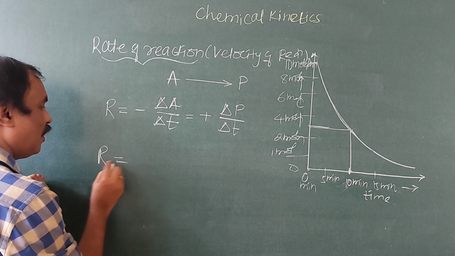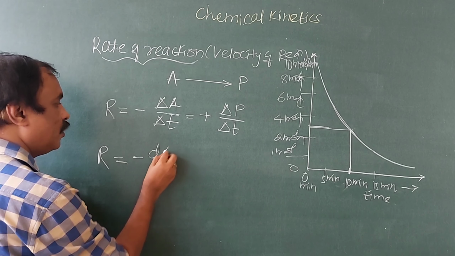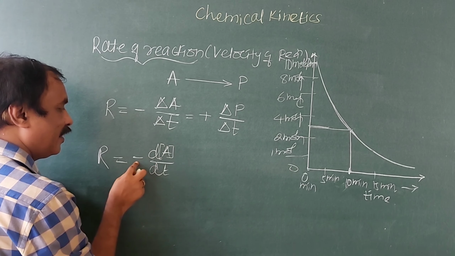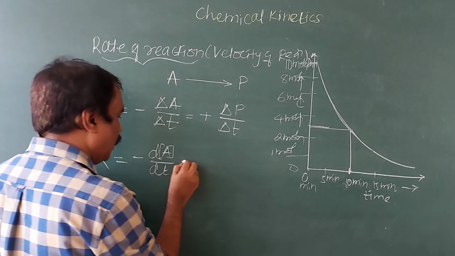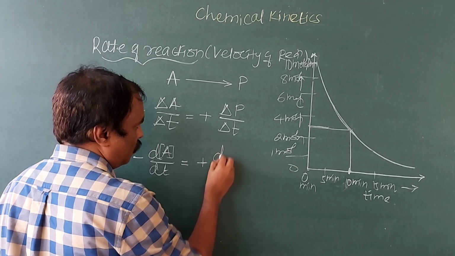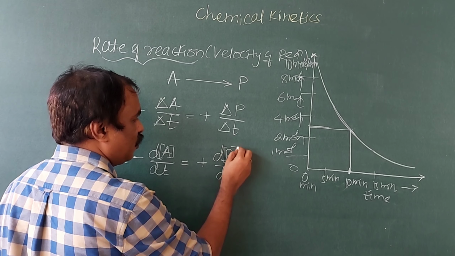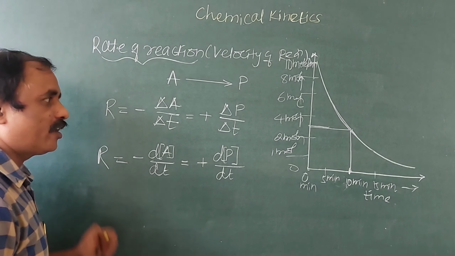So we can write R is equal to, you can take small r also, minus dA by dt, the decrease in concentration of reactant, or plus dP by dt. And this positive sign indicates an increase in concentration of product.